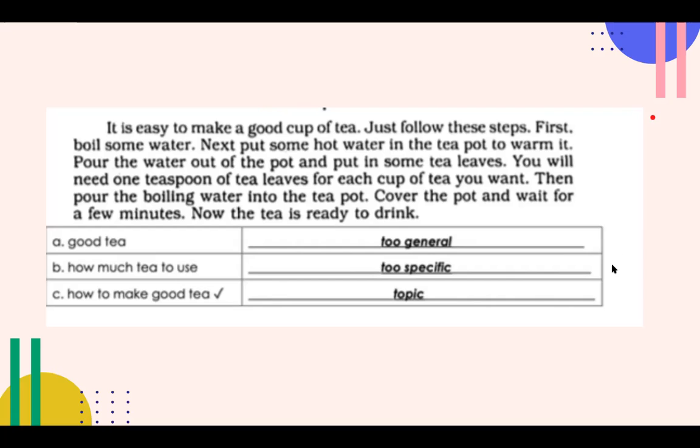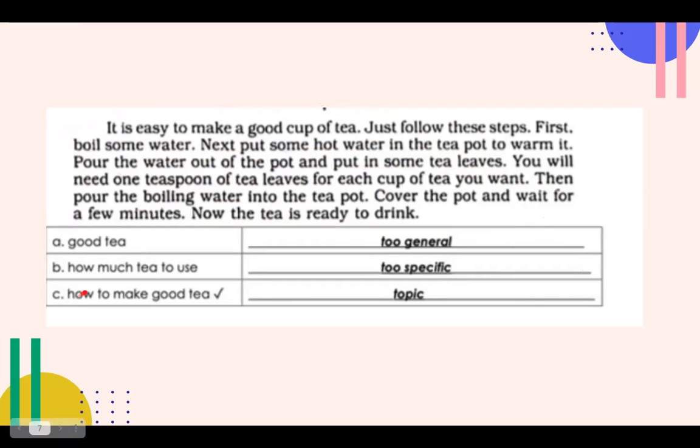It is easy to make a good cup of tea. Just follow these steps. First, boil some water. Next, put some hot water in the teapot to warm it. Pour the water out of the pot and put in some tea leaves. You will need one teaspoon of leaves for each cup of tea you want. Then pour the boiling water into the teapot. Cover the pot and wait for a few minutes. Now the tea is ready to drink.